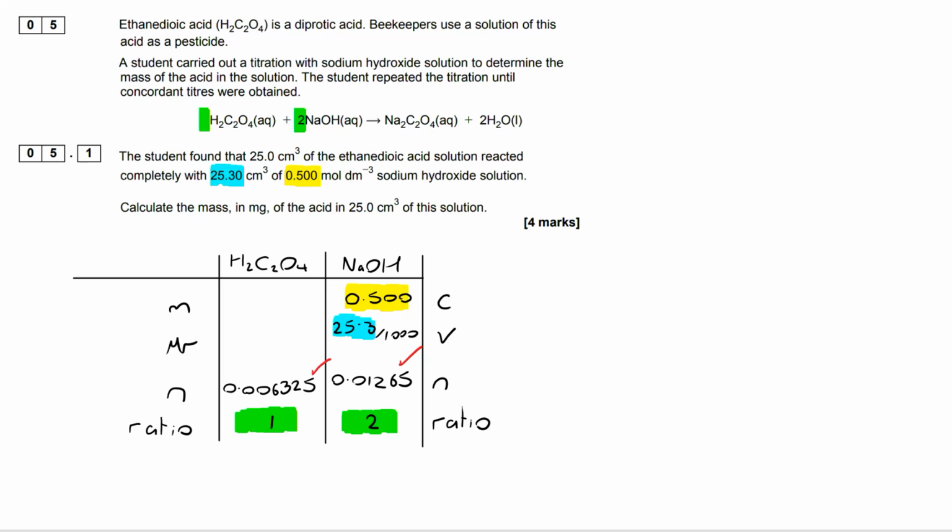Now, I want to know my mass of ethane dioic acid. I have the moles, so what's missing from my triangle is the MR. So I find the MR, comes to 90, I've got my third mark. So I then calculate my mass and I get 0.569 grams. Now that's where, if people are not paying attention, they will stop and miss out on that third mark. But the question asks for the value to be given in milligrams. So we end up with 569 milligrams.